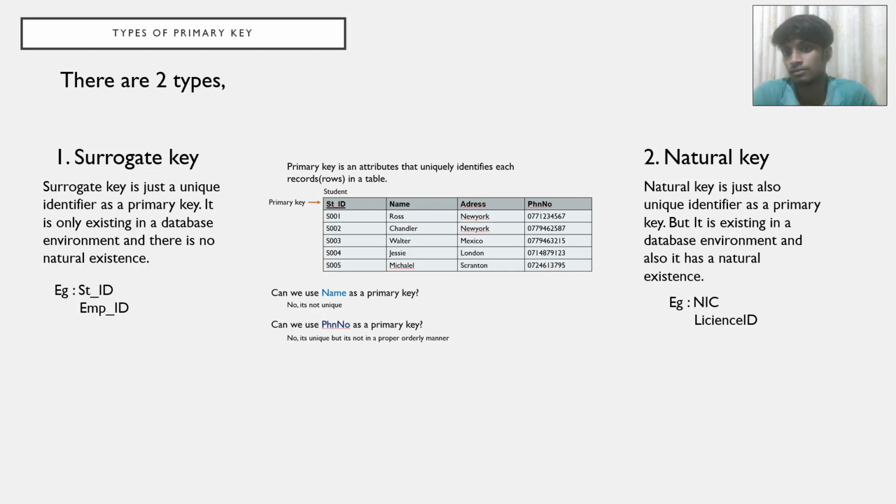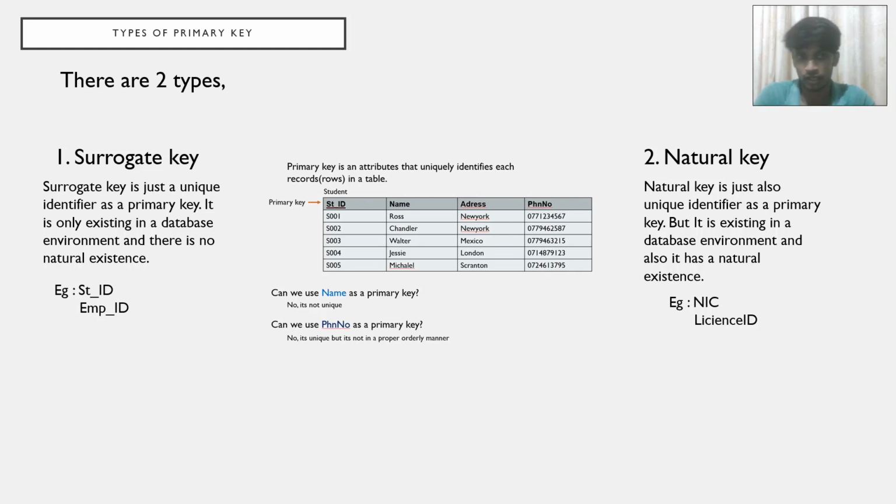Then the primary key should be a NIC, because all of the persons have NICs. So all the NIC numbers are unique, and when you are considering a whole country, or let's say a big database, then we can consider NIC in an orderly manner. But normally we are not going to build that type of complex database. Therefore, it is not a good way to identify a natural key as a primary key.